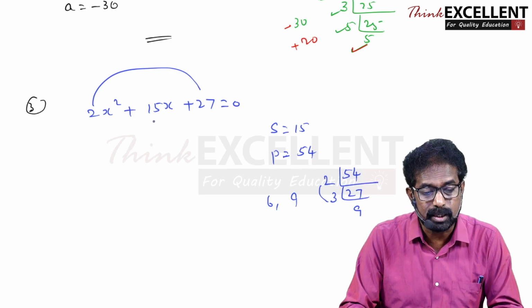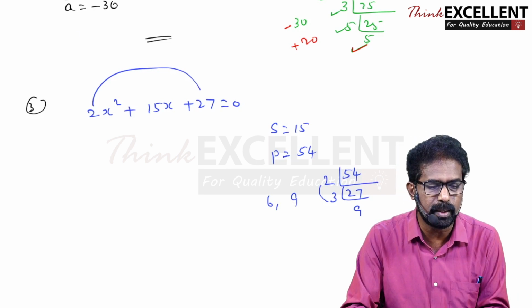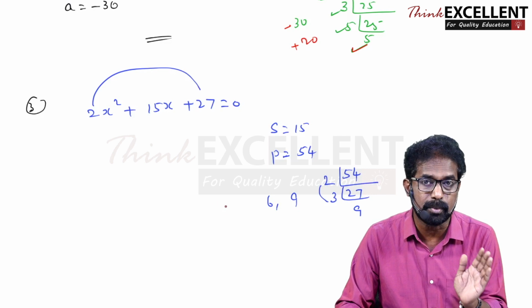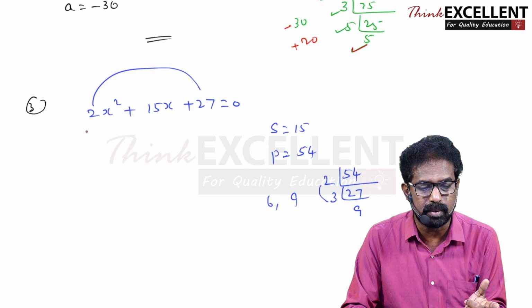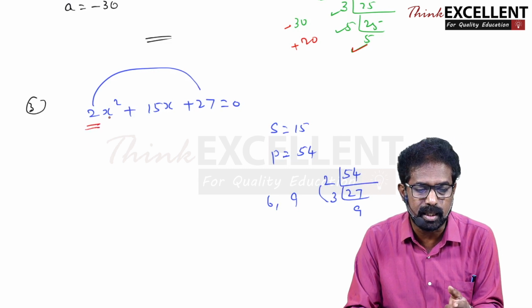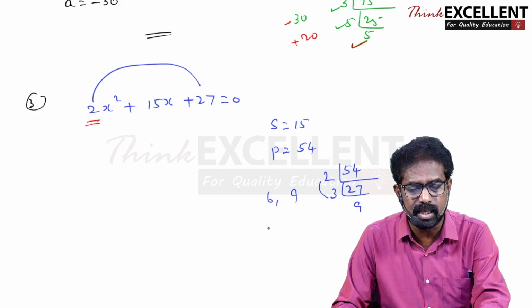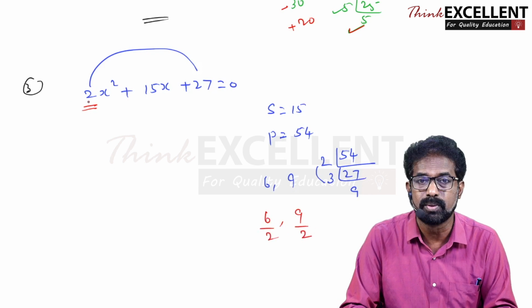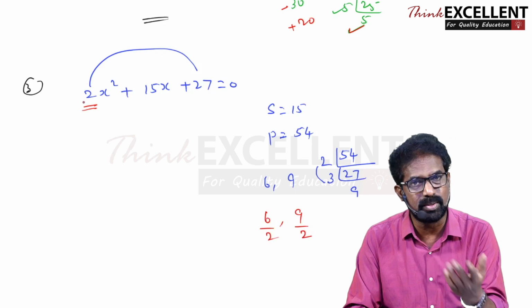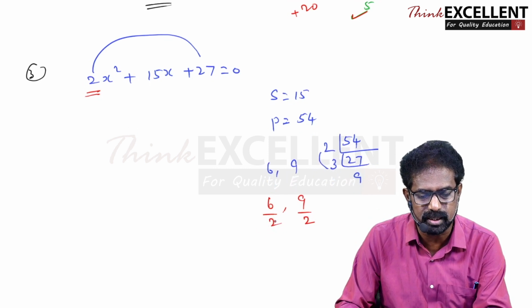But the actual method, the 15x you split into 6x plus 9x, then you group and take out the common value. Okay, now I'm going to give the answer directly. You can't write directly like the previous one, because in the previous one the number is 1. But here x square coefficient is what? 2. So what do you do now? The numbers you are getting, the 6 and 9, you divide by that 2. That a value. In the previous question it was 1. So even if you divide, there is no change, right? Okay. Divide by 2. If possible, you simplify. Yes, you can cancel it, no?